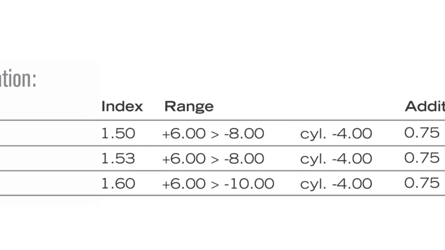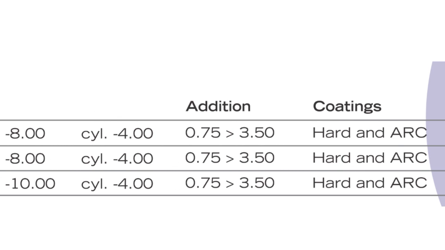Cylinder power goes up to a -4 diopter. And then another interesting addition is that the addition will go from a 0.75 all the way to 3.50. A 0.75 addition, as you know, will give you great peace of mind with that first multifocal wearer that's not quite ready to accept multifocals and finds it difficult to adapt to them.